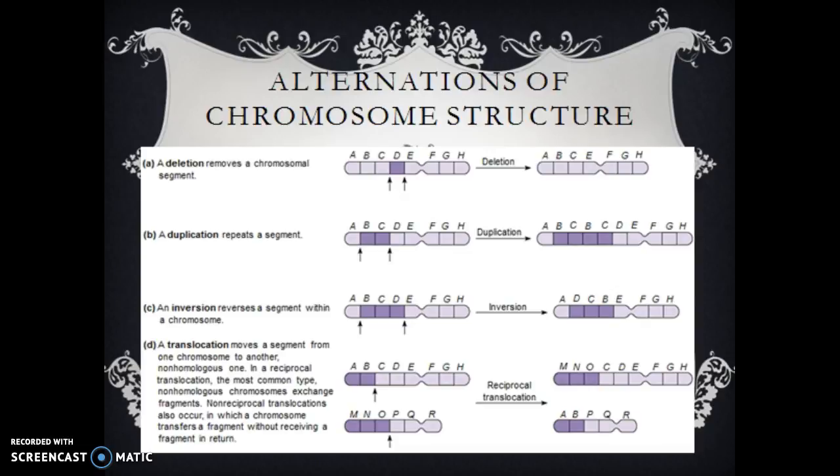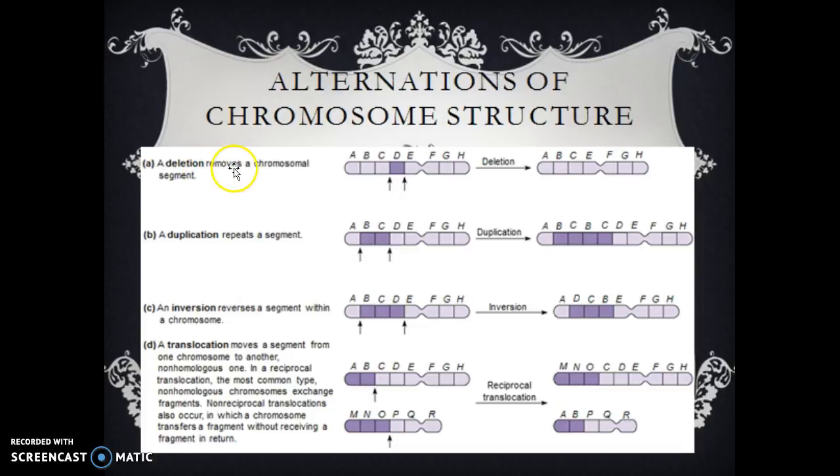Next, we're going to look at different ways that chromosomes can change structure. We're going to be looking at four: deletions, duplications, inversions, and translocations. And before we do, basically this side here on the left represents the before, and the side on the right represents the after. It's quite straightforward.